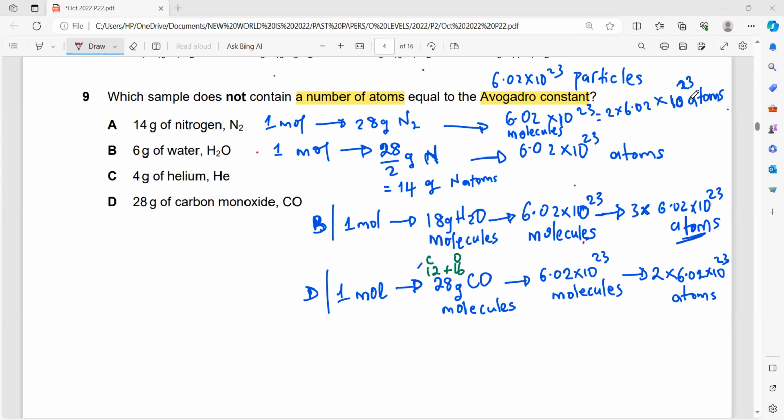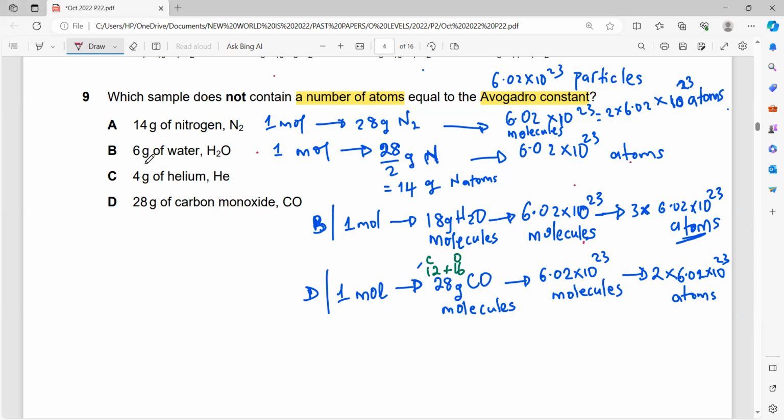All right. Now, we just want the Avogadro constant, and we don't want the 2. So we take care of the 2, and that means we divide the mass by 2, which means 14 grams of nitrogen atoms will contain 6.02 times 10 raised to the 23 atoms. I hope that makes sense.